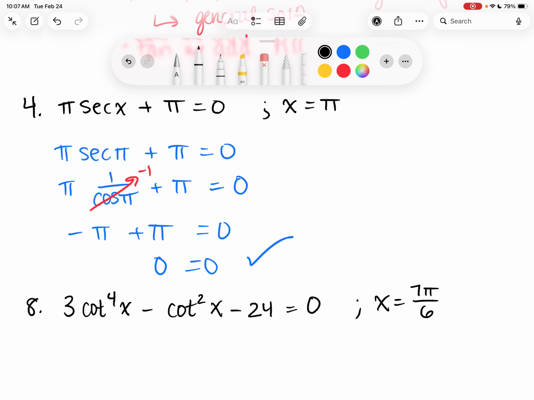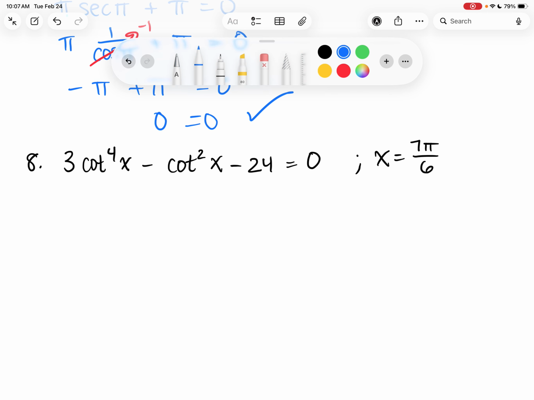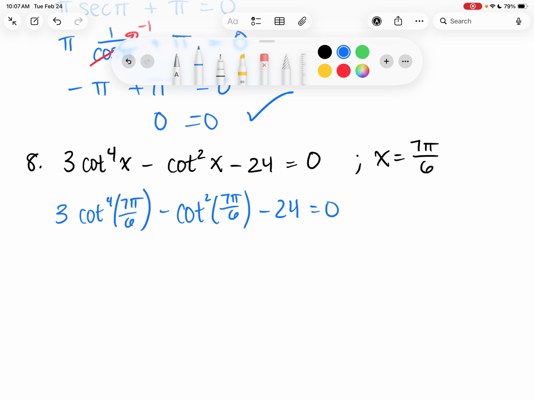All right, so first of all, I would plug everything in, and then we'll talk about how I would rewrite this to make my life easier as far as solving. So I'm going to have 3 times cotangent to the 4th of 7 pi over 6 minus cotangent squared of 7 pi over 6 minus 24 equals 0. Now, we talked about this the other day, but cotangent squared of x is the same as cotangent of x all squared. So I'm going to find the cotangent of 7 pi over 6, and then for each respective thing, I'm going to raise it to the 4th or square it.